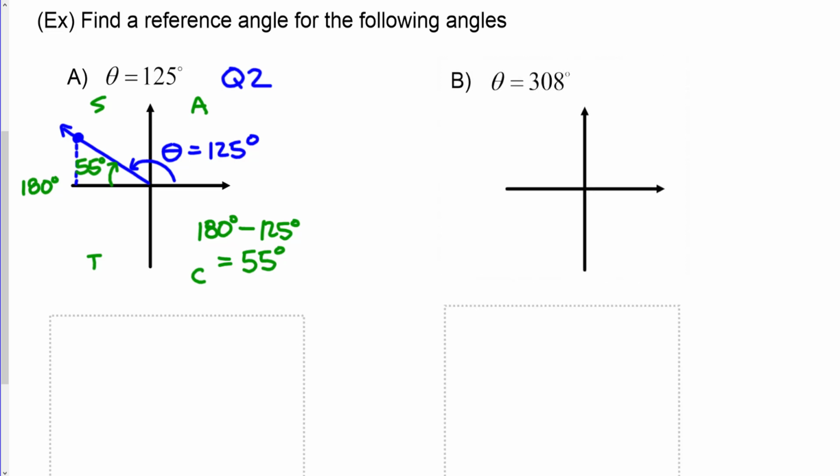All right, theta equals 308 degrees. Well, that's in quadrant 4. So I'm just going to draw a random angle in quadrant 4. It doesn't really matter where. And I'm going to put a point on its terminal side.